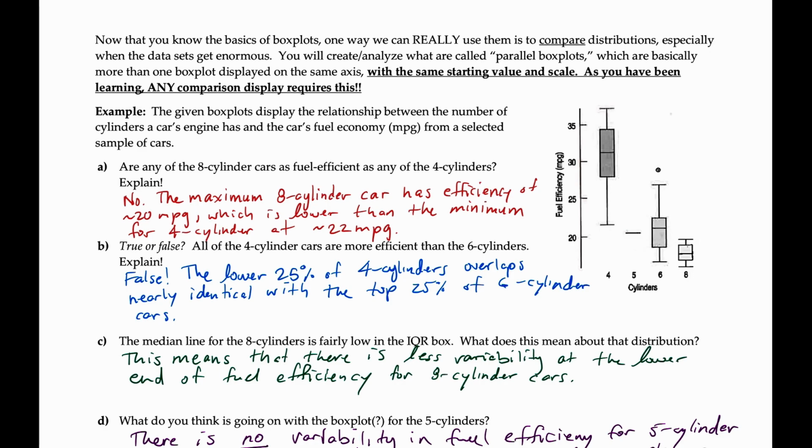The last one, Part D: what's going on with 5 cylinders? Did it misprint? No, it's just a single line. What it means is there's no variability. So 8 cylinders has very low variability, and 5 cylinders has no variability at all. That means either there's literally one car in this sample, which I don't even know why they bothered to show, or perhaps they actually did collect a few cars and they are literally all the same fuel efficiency. They're all at about 20.5 miles per gallon. So that's what's going on with that, not a misprint.